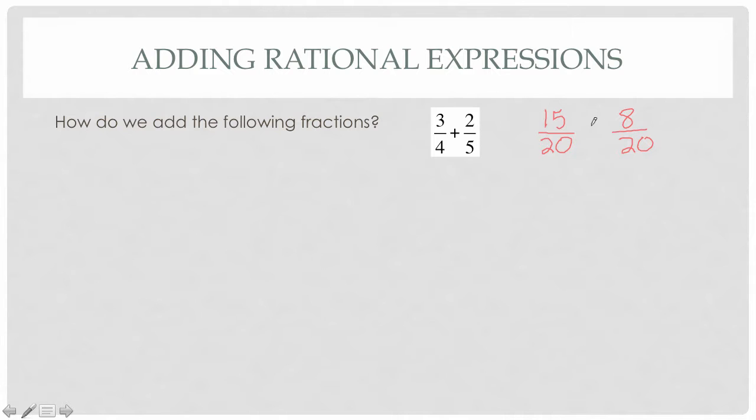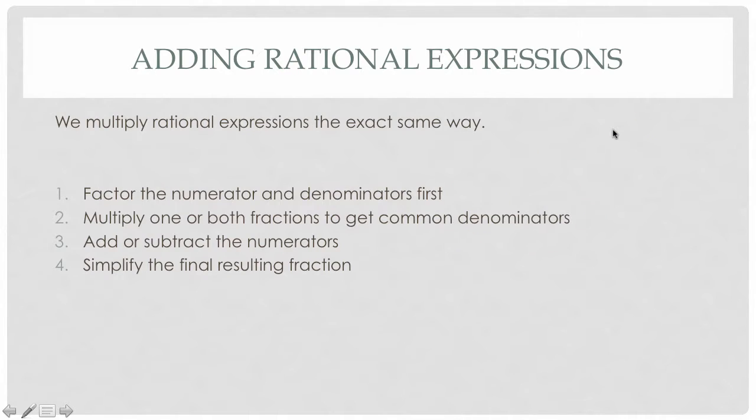So now I've got two fractions with the same denominators, the same size of fraction. So 15 20ths plus 8 20ths is going to give me 23 20ths. And then we could reduce that down into 1 and 3 20ths, back into a mixed number. But that's how we would do it. We would multiply to make the fractions have the same denominator. That's what we're going to do, the same thing when we're dealing with rational expressions.